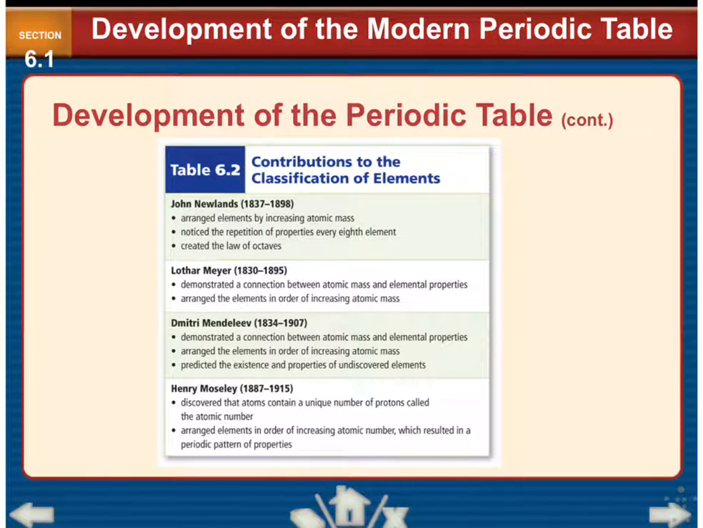So, final slide here. I just wanted to include kind of a wrap up of all of the major contributions for the major guys that I talked about in this section. So, this is a good kind of wrap up of everything.